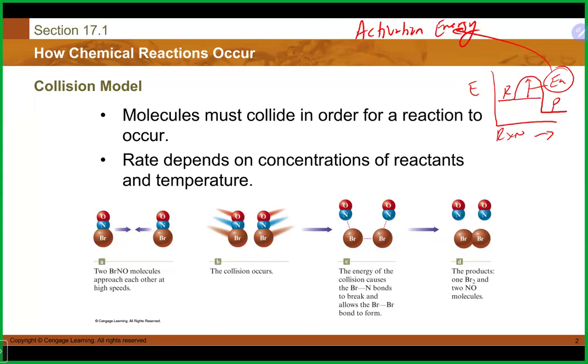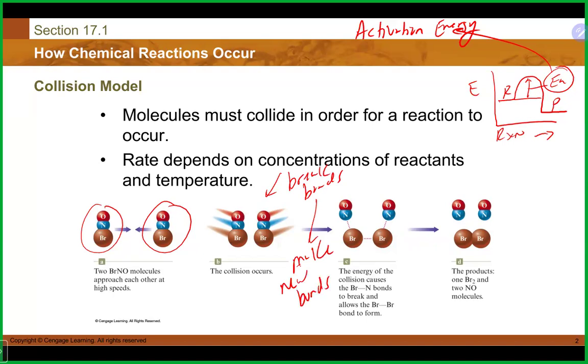But here, as you can see, we've got two reactant molecules colliding with each other. And remember that in this process, what has to happen is we basically have to start breaking all the bonds, and at the same time make new bonds. And remember that in a chemical reaction, all the reactants break their bonds, and all the products make new bonds on the other side.